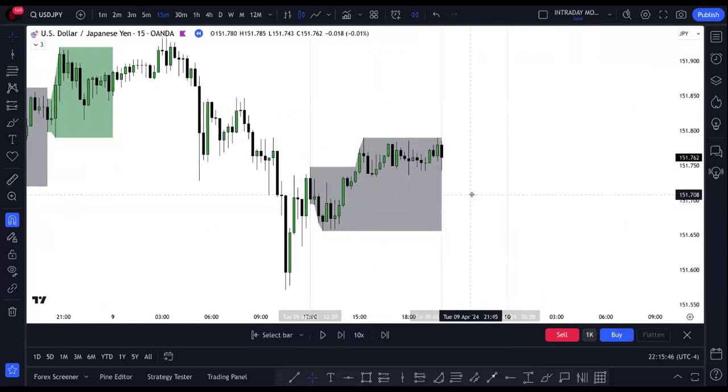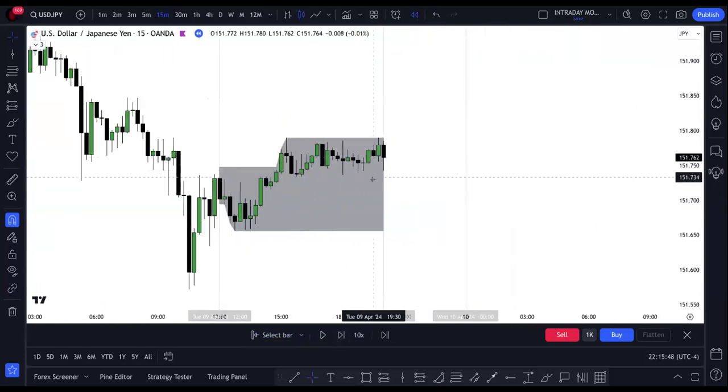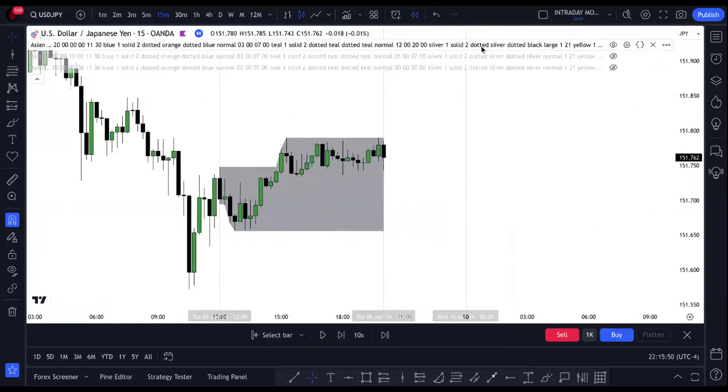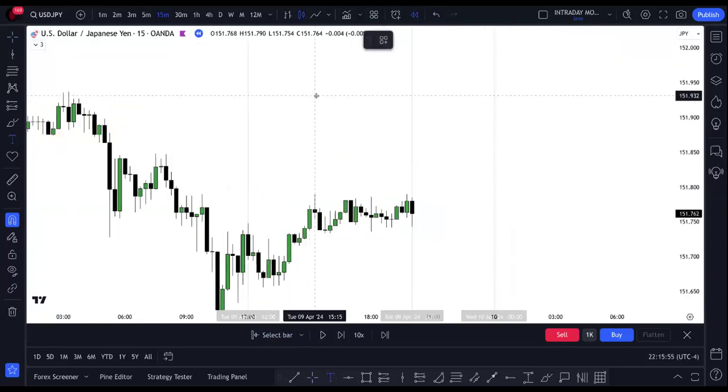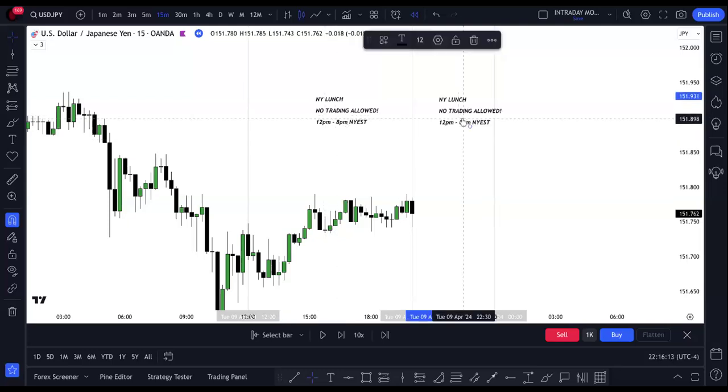Midnight opening price. We got 12 p.m. to 8 p.m. This gray shaded zone again is another dead zone. Let's make this official for you guys, right? This is how I do my Asian session library. So I would write this out: New York lunch, no trading allowed. Time period 12 p.m. to 8 p.m. New York Eastern Standard Time. Cool. Then we go over here.